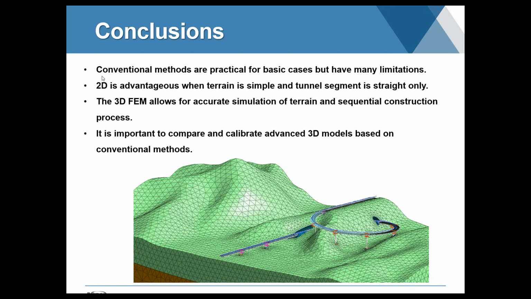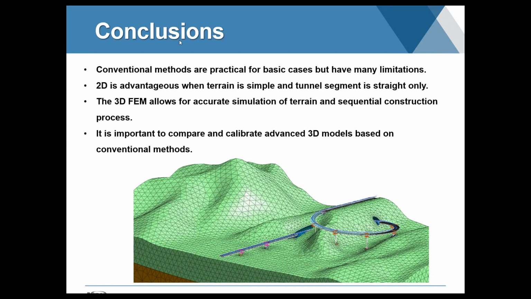2D is a step forward. At least you're capturing the ground in your analysis, and you can have some nonlinear behavior in the ground. But again, the assumption is that it's a segment, and the shape is going to be very simple. Like the ground will probably be completely flat, and the tunnel is symmetrical or is supposed to be straight.